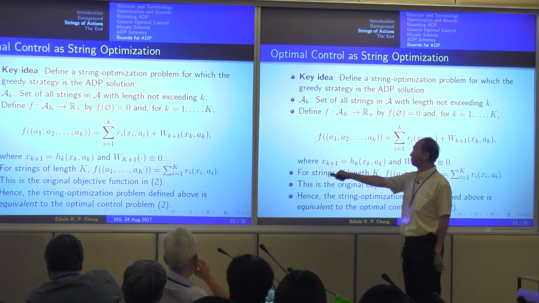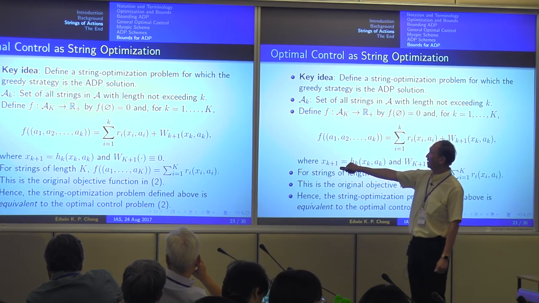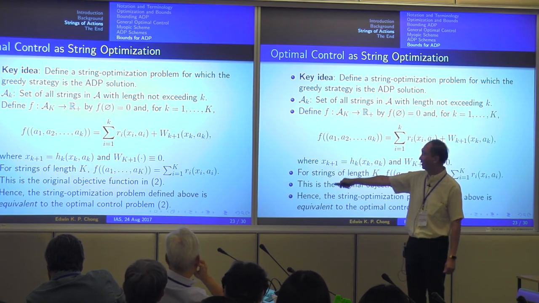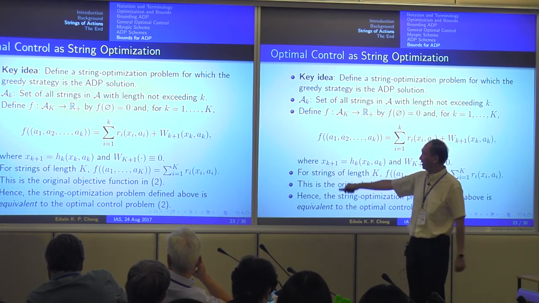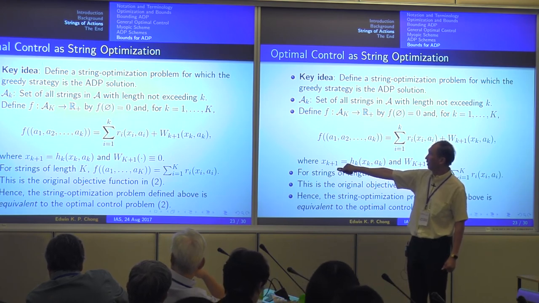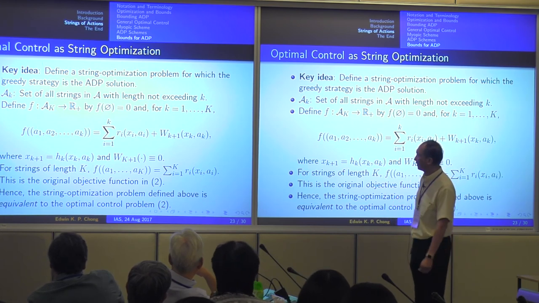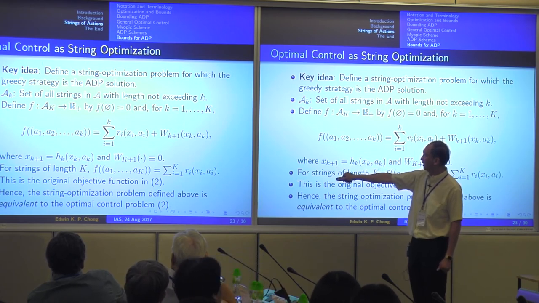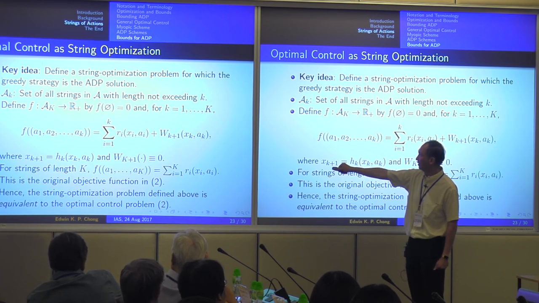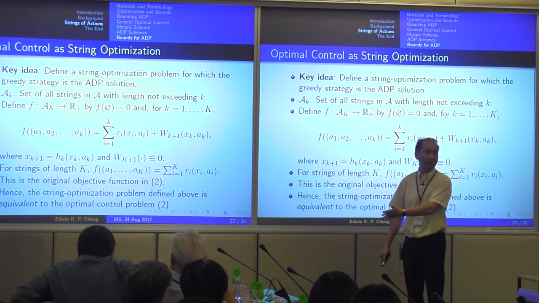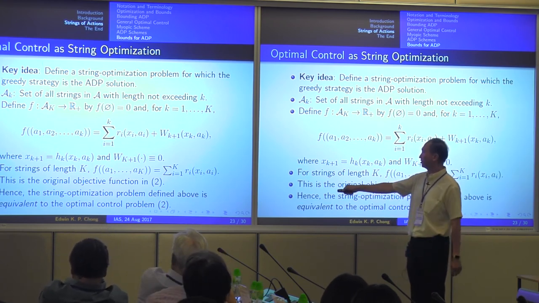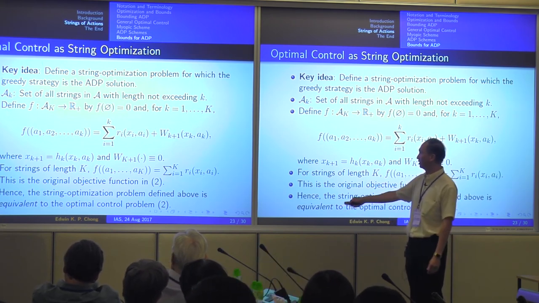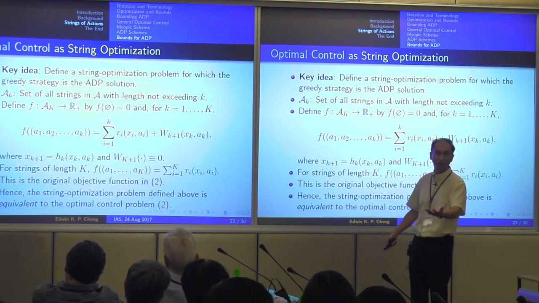How do you do that? Well, you do this. Suppose A sub little k is a set of all strings not exceeding k. Define the function f on A sub capital K. This is the uniform matroid. In general, you put the matroid thing in there, right? That's just the cumulative reward plus approximate value to go, OK? Now, of course, for strings of length capital K, if this little k is capital K, this is just equal to the cumulative reward, because I'm going to define the approximate value to go to be 0 at the terminal state, at the terminal horizon. So this is just the original objective function value of that general problem. Hence, the string optimization problem above is equivalent to the optimal control problem I showed you earlier.